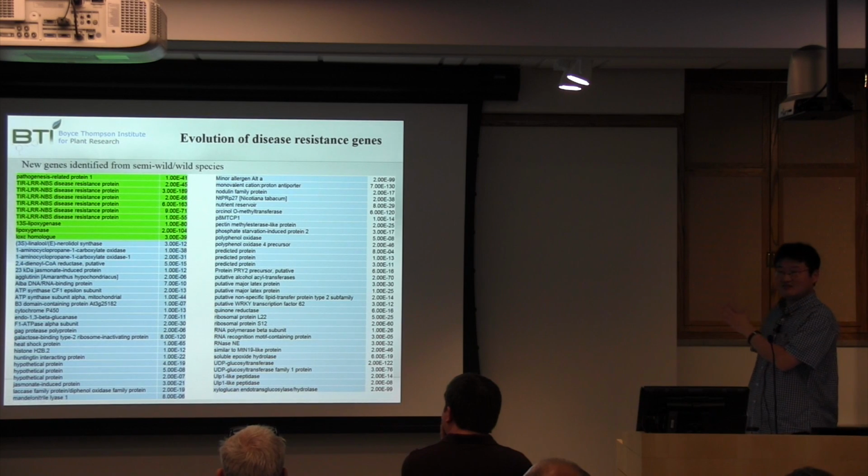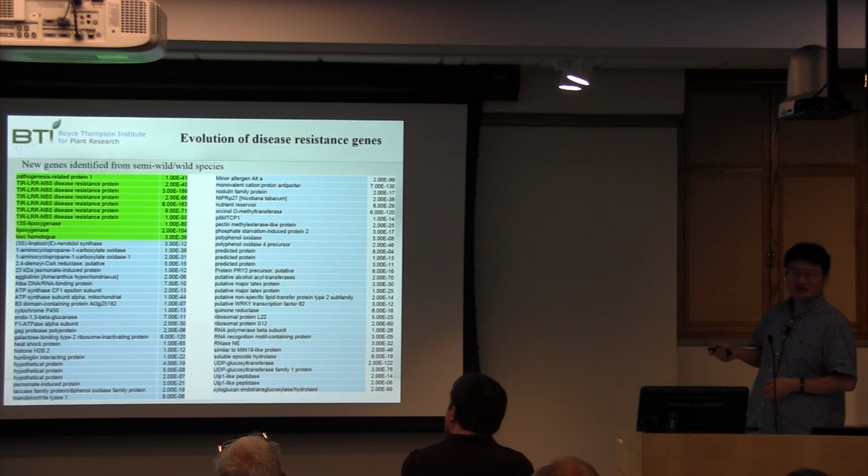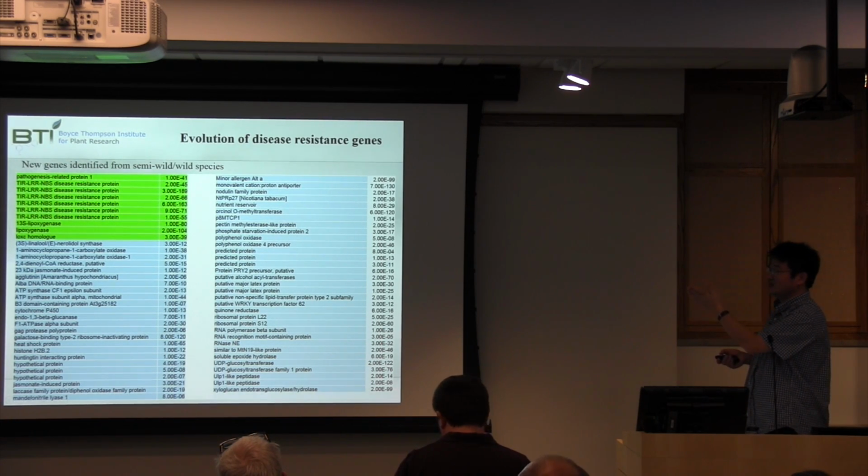Then from the wild species, we did de novo assembly of those unmapped reads, and we found it's highly enriched with disease-resistant genes. And we then mapped these reads to confirm this. This is not a sequencing or assembly error in the genome.